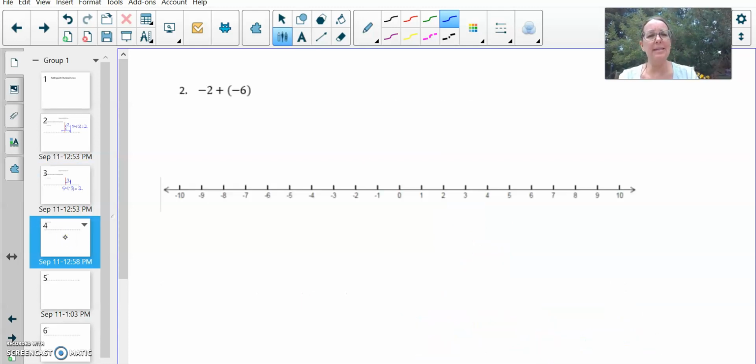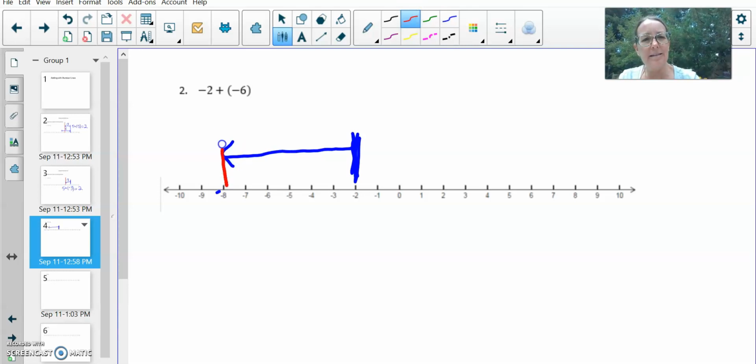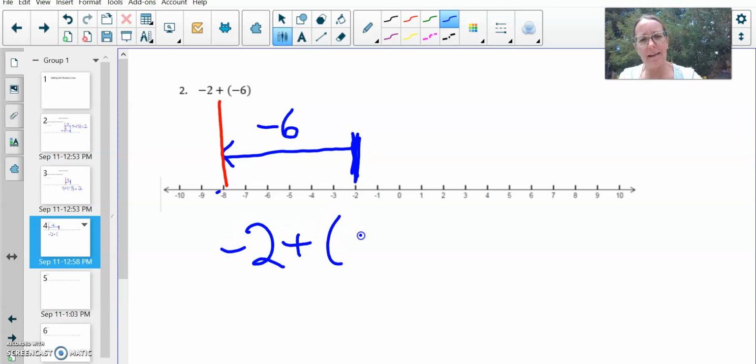Okay, -2 plus -6. So the first number would take me to a -2. That's where I'm going to start. I'm adding to it 6 negatives, so I continue to the left 6 more spots, which takes me to my answer, which is -8. I'm going to label that arrow -6. So my sentence would be -2 plus -6 equals -8.